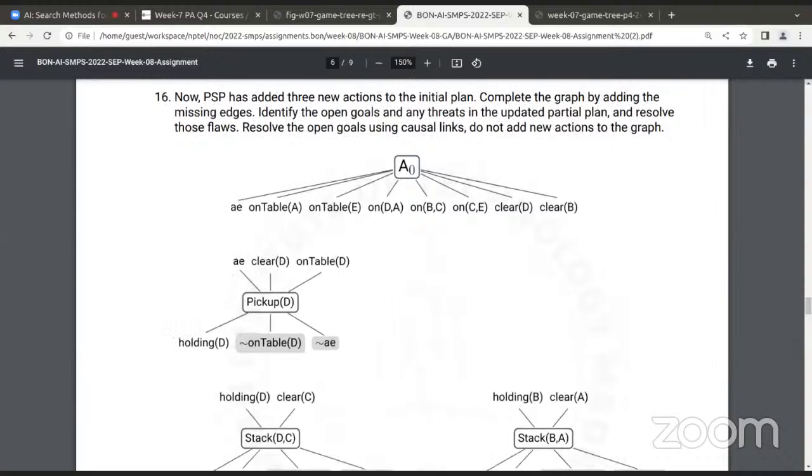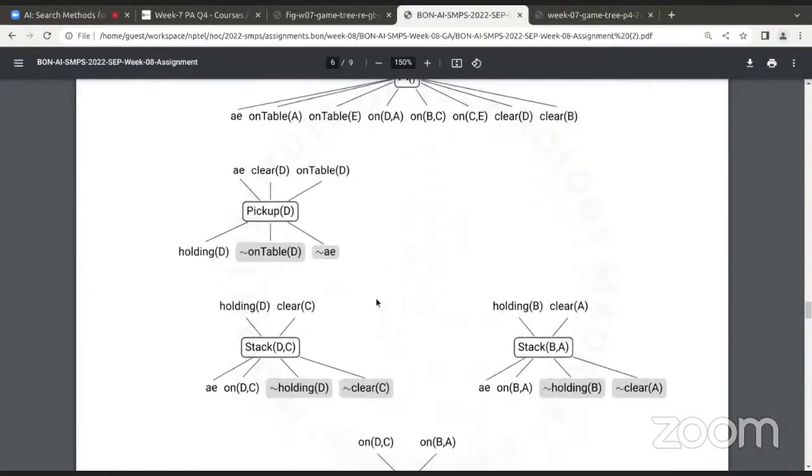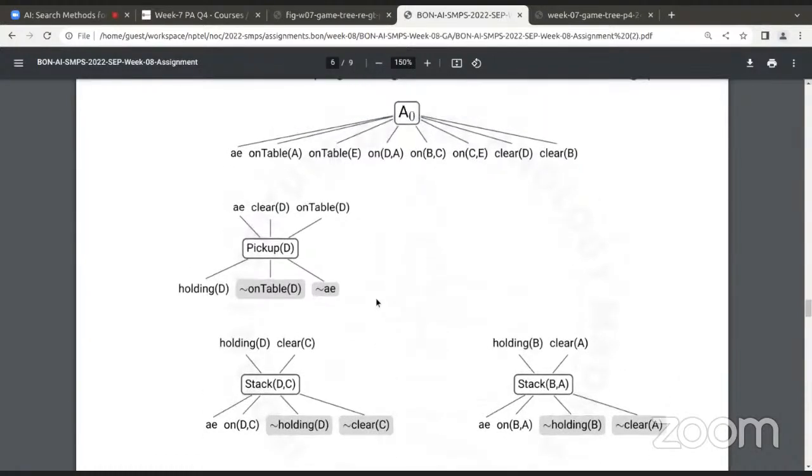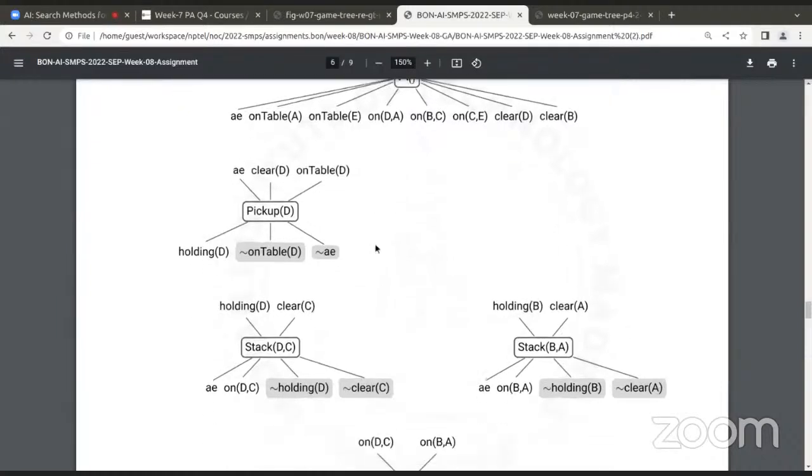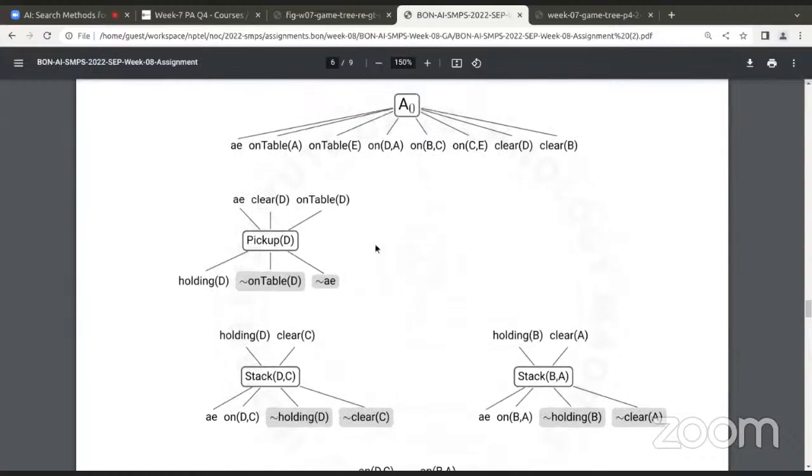What is the question? Identify the open goals and any threats, and then update the partial plan. I've given you, the algorithm has done this one now. Now, if you say pickup D comes directly under A naught, then at that point, you're not going to get a plan at all. Because pickup D requires D on the table.